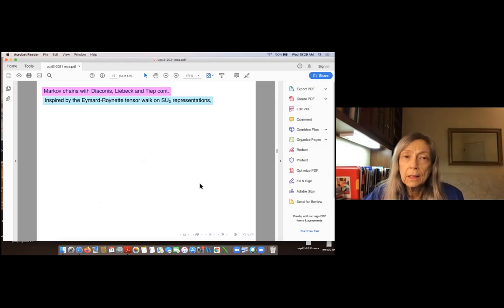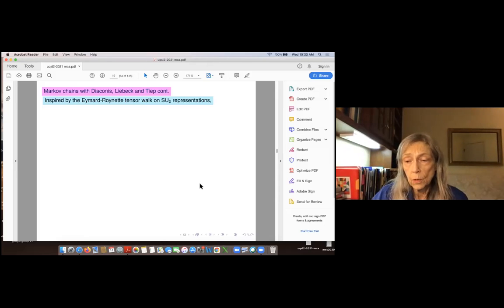So we were inspired by certain things that dealt with probability and Markov chains. The first one was by looking at this Hadamard-Voronoi tensor walk on SU2 representations. So what is SU2? What do the representations look like, the simples? Well, there are infinitely many, and they're all in a line. And what happens when you tensor with the two-dimensional representation, you either go left, right, left, right, left, right.